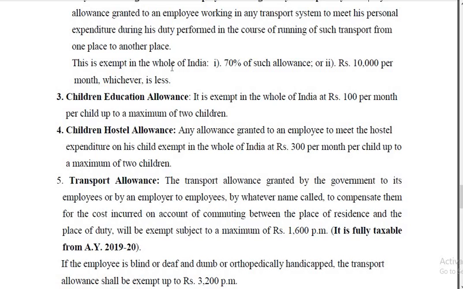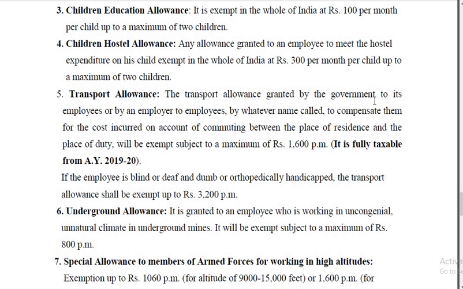Then transport allowance. Transport allowance is granted by the government to its employees or by an employer to employees, by whatever name called, to compensate them for cost incurred on account of commuting between the place of residence and the place of duty. For example, your residence might be maybe 20 kilometers away from your place of duty. So daily he is commuting, and for commuting he may incur certain expenses. That is provided in the form of transport allowance by the employer, and it is exempt up to a maximum of 1,200 per month.